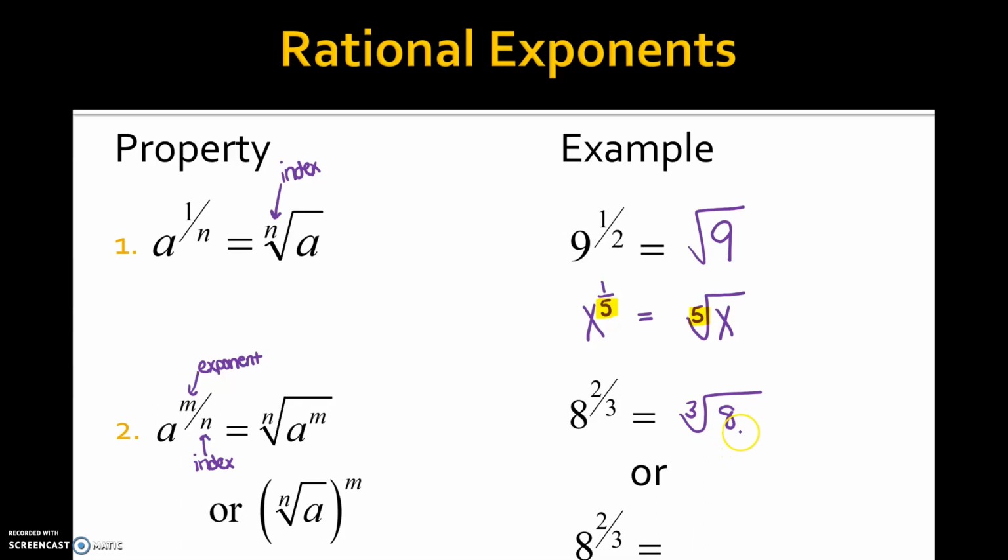And the 8 goes underneath the radical, and then the 2 would become the exponent. It can be written like that, the third root of 8 squared. Or we can write it with parentheses, the third root of 8 in parentheses raised to the second. So there's 2 different ways that you can write that. It's probably easier to write it the top way because you just don't have to write as much.